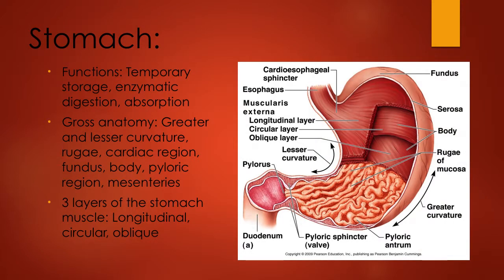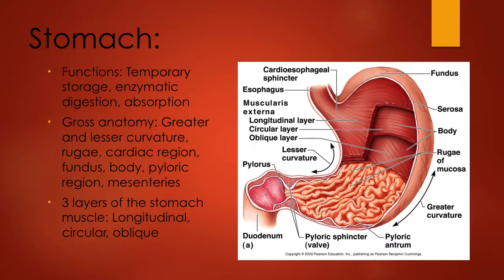Stomach functions: temporary storage, enzymatic digestion, and absorption. Gross anatomy of the stomach includes a greater and lesser curvature; the rugae, which are folds for expansion; the cardiac region, located near the heart, the entranceway to the stomach; the fundus, which is the dome-shaped upper part; the body, which is the middle part; and the pyloric region, the end of the stomach, containing the pyloric antrum, the pyloric canal, the pylorus, and the pyloric sphincter.